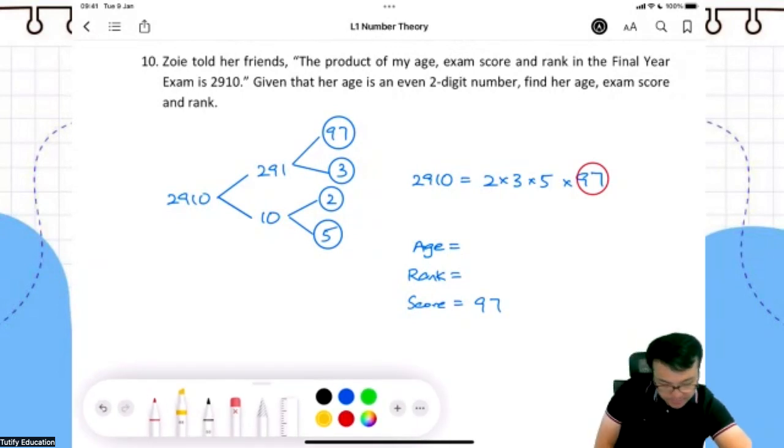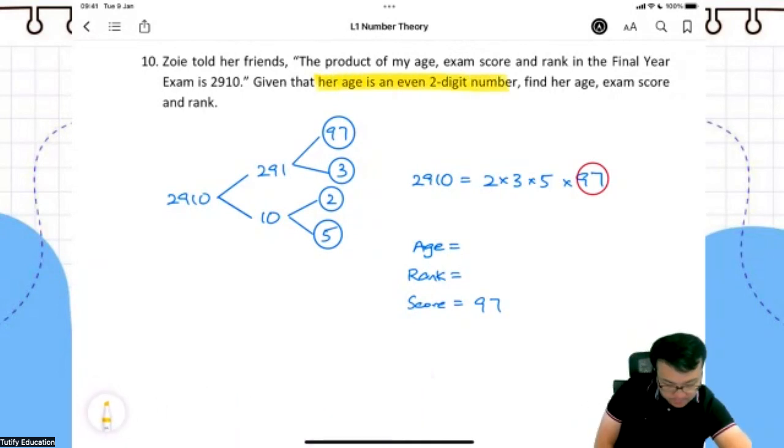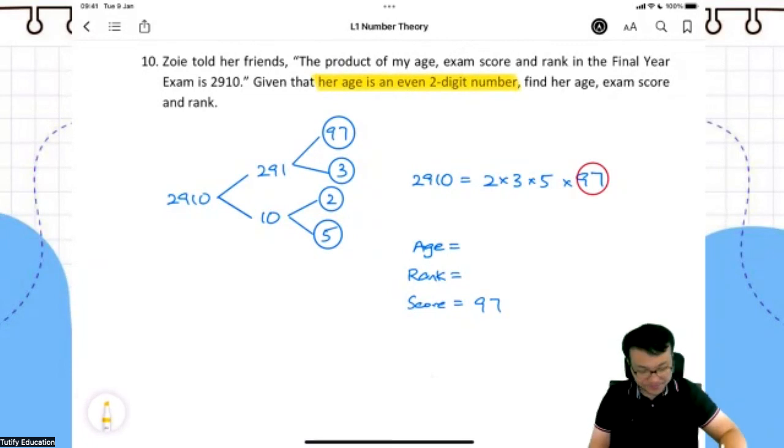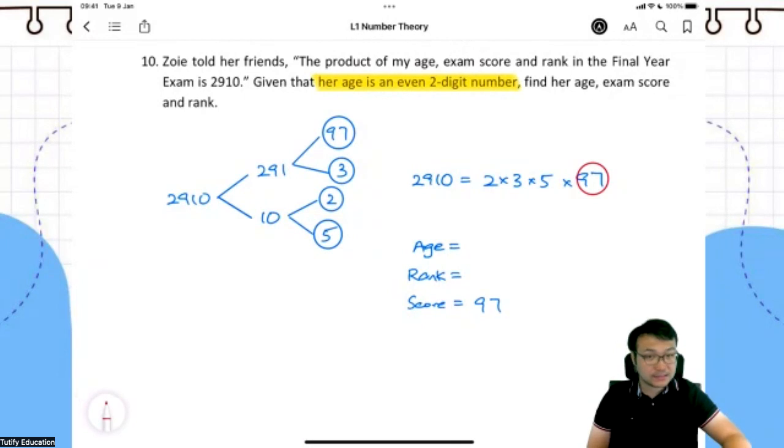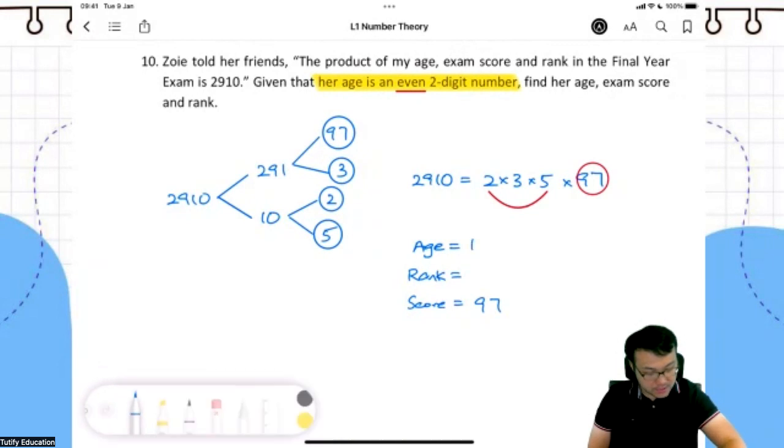Can we read this part? What is this? Her age is a 2-digit number. Even. 3 times 5. Even. No. Even. Can you see this word? 2 times 5. 2 times 5. Very good. You combine the number 2 and the number 5, you're going to get 10. So her age is 10.